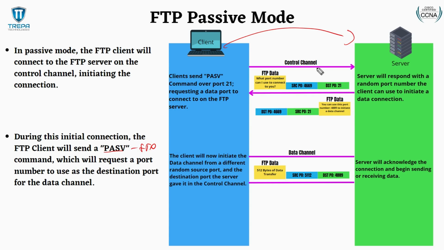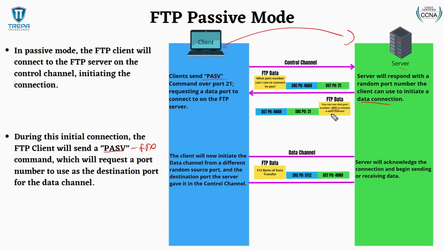So this is going to be like, hey, tell me what port I need to use so we can create a connection together on the data channel. The server will respond with a random port number the client can use to initiate a data connection. And then once that PASV message is responded to by the server, and you see here, hey, use this port number.